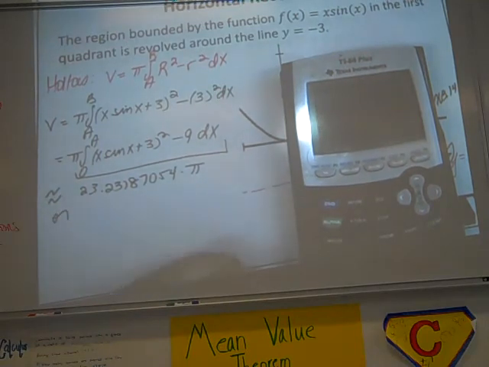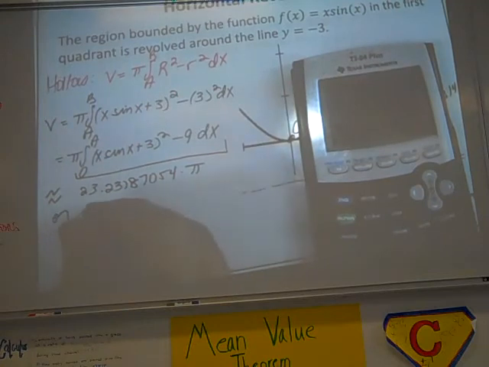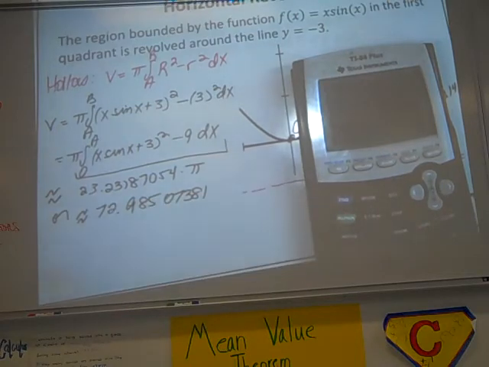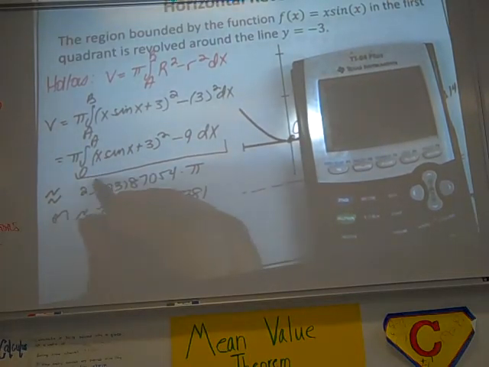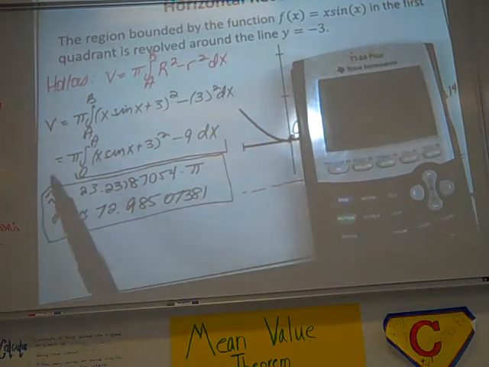Or I can just multiply that answer by pi, and I get that that is approximately 72.9850731. Either of these two answers is perfect. Make sure you use the approximate symbol. Since we're doing this on the calculator, we are doing some estimation here, and it's important to acknowledge that.